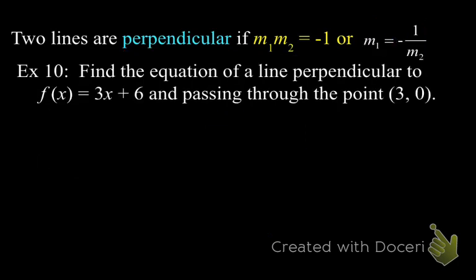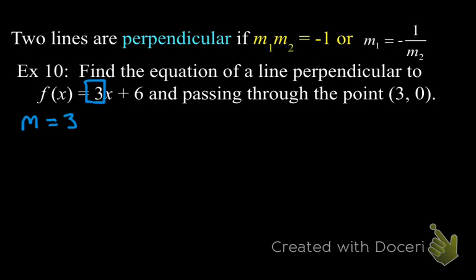For example 10, find the equation of a line perpendicular to f of x equals 3x plus 6. So this is the same line we were dealing with before. The difference is, and it's going to go through the same point, (3, 0), when we find the original slope this time, we can see that that original slope is a 3. So the original slope is 3.